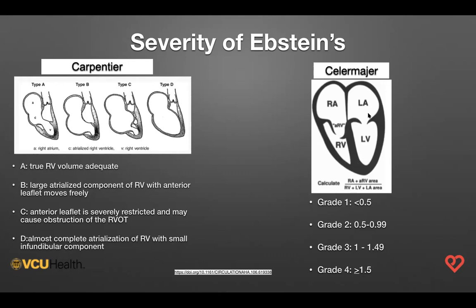The concept is the same here. They're measuring on a 4-chamber the ratio of the area of the right atrium and the atrialized RV compared to the area of the remaining of the heart to help determine the severity.